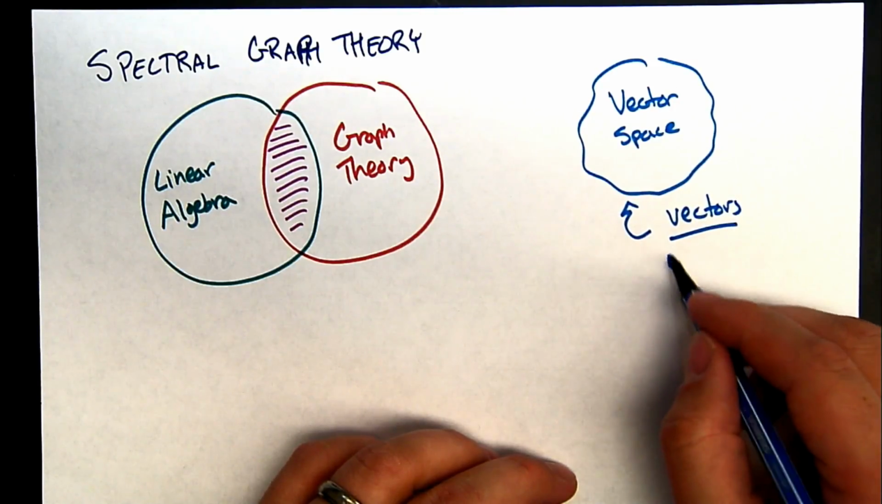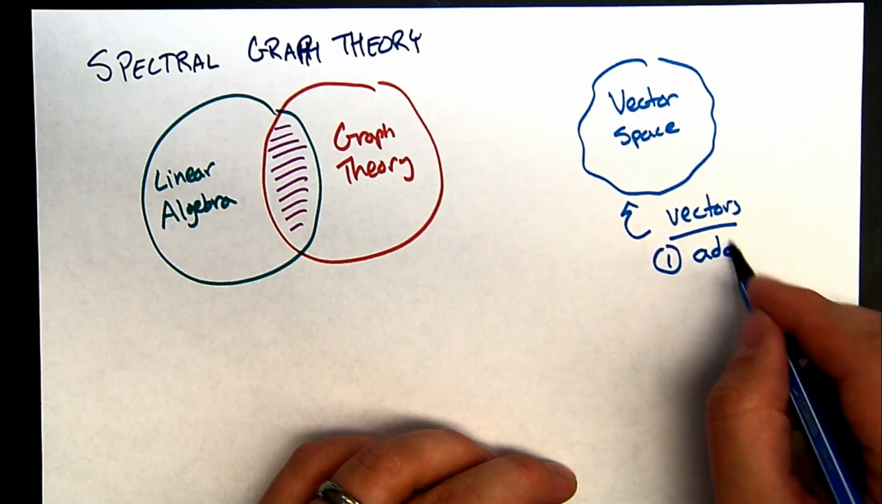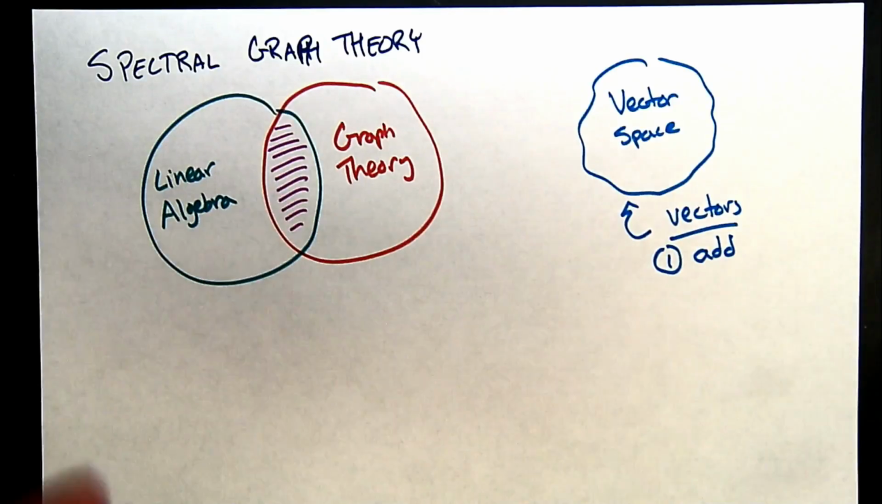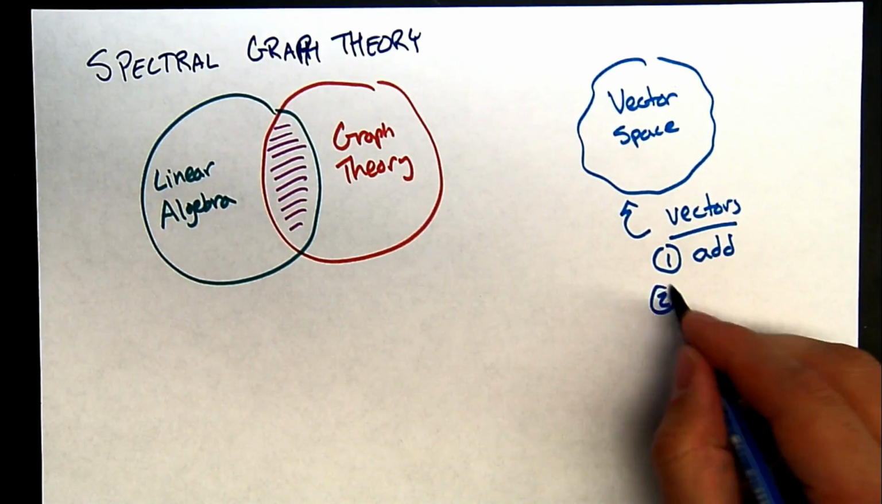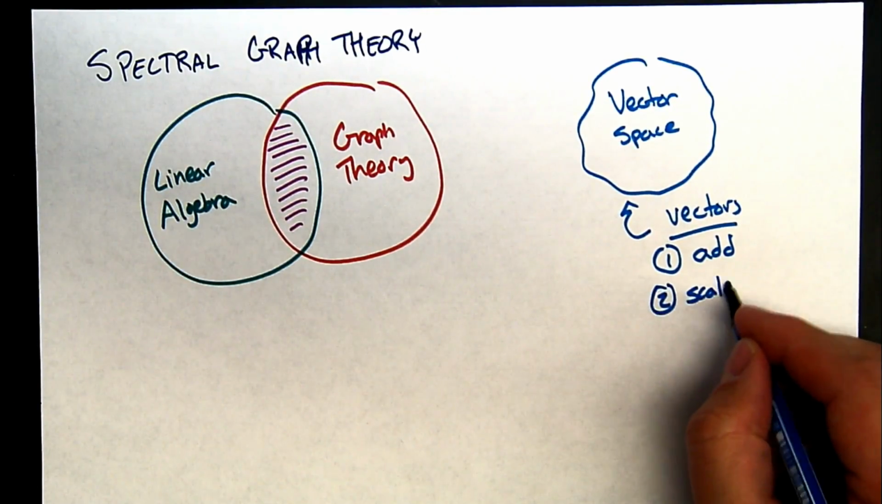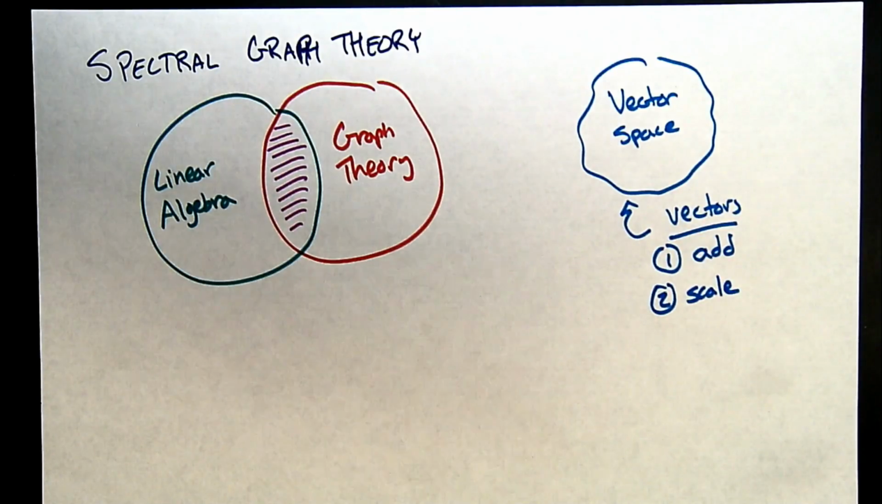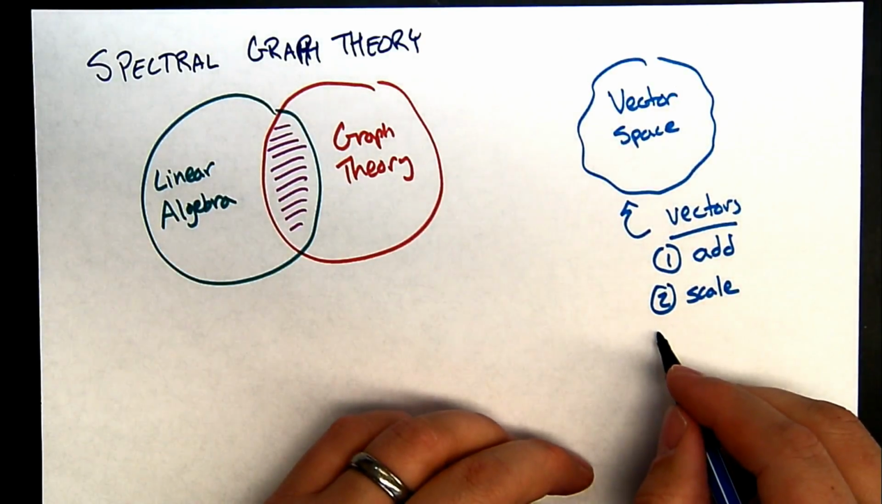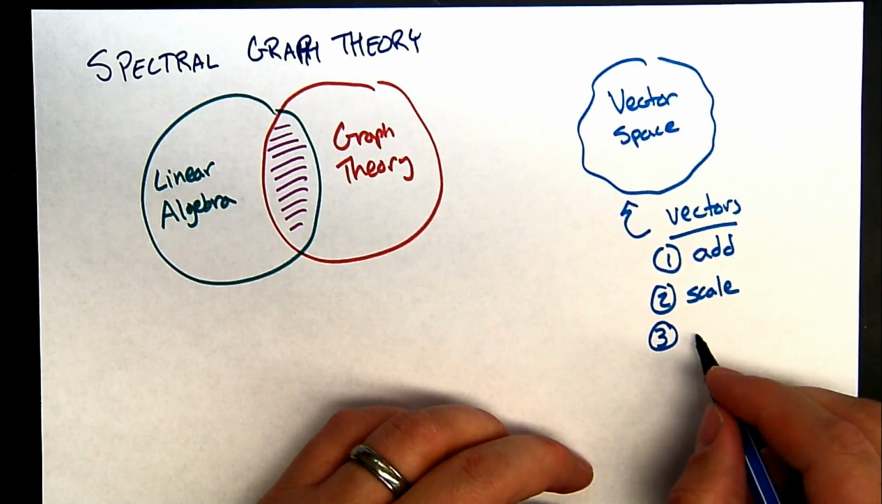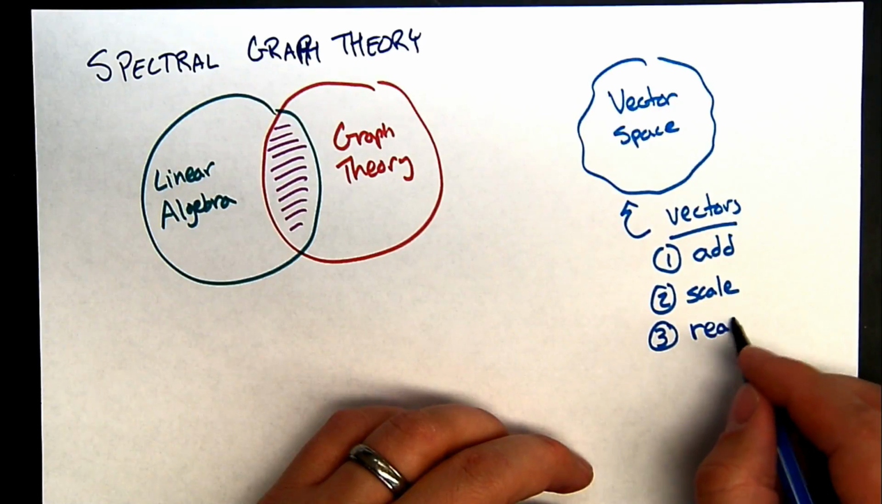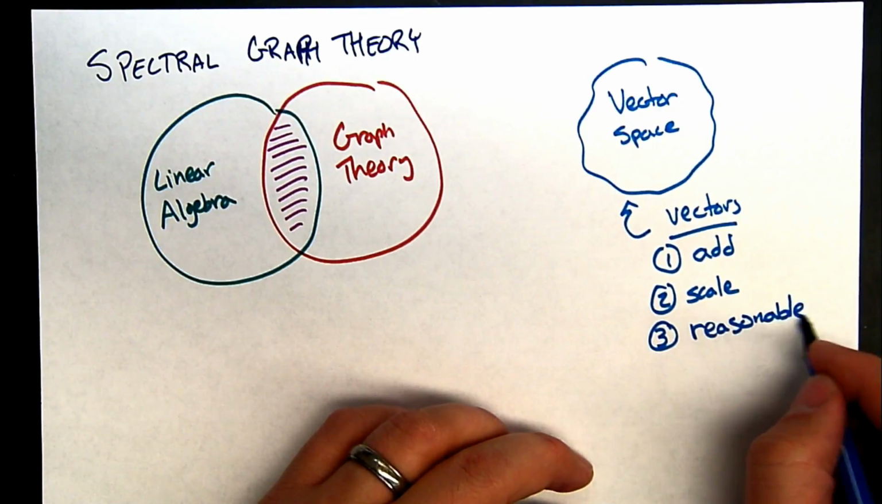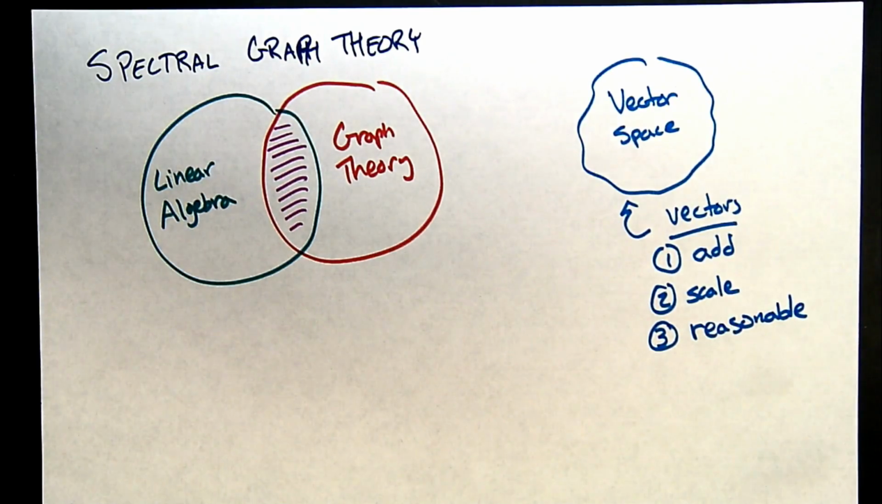Well, vectors have three important properties. You can do the following. You can add vectors together. So if I have two vectors, I can add them together. The second thing I can do is scale vectors. So if I have a vector, I can multiply it by a number. So I can take twice that vector or 3 times that vector. And the third thing that's important is that this is all reasonable.